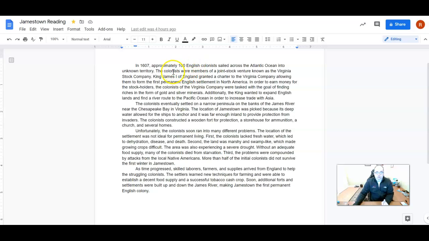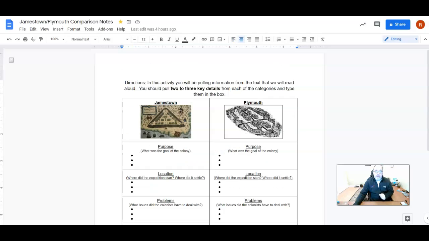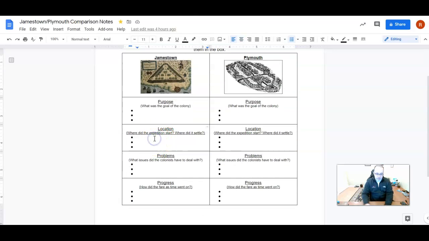So we know that the Jamestown colony originated in England. So let's go plug that into location. Originated in England. So there's our first note.